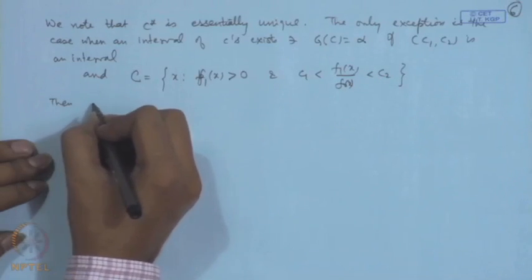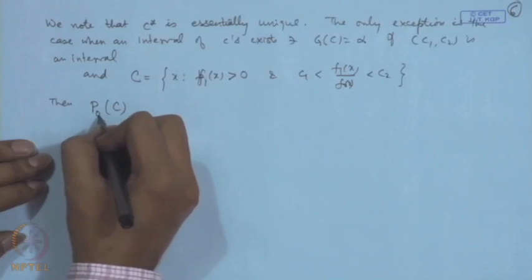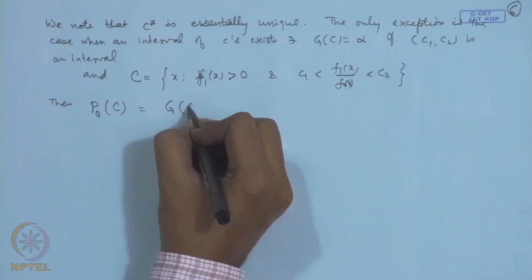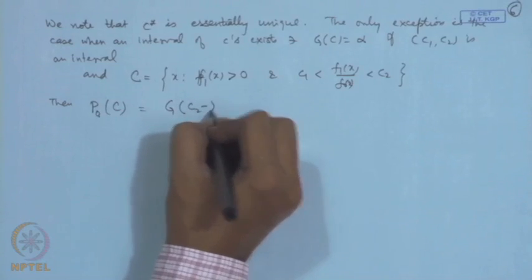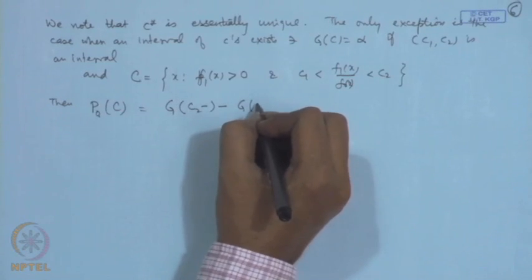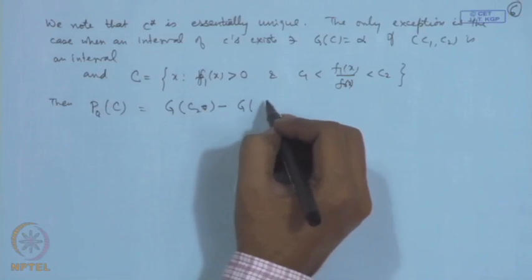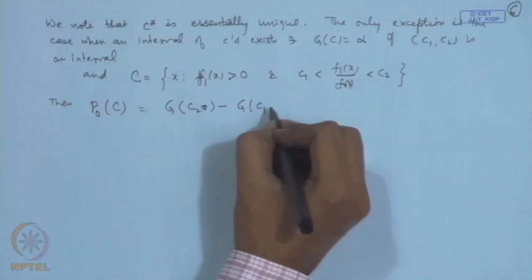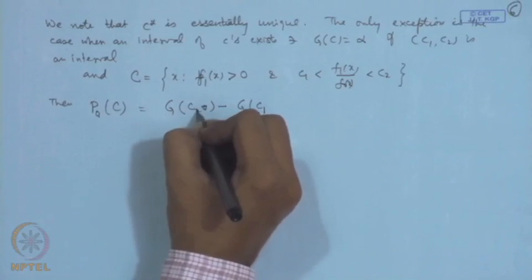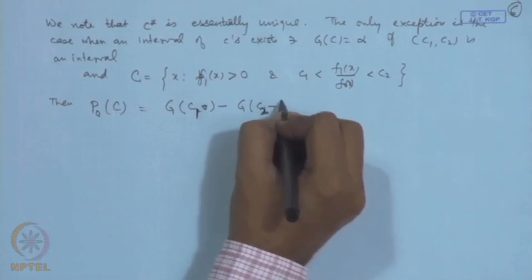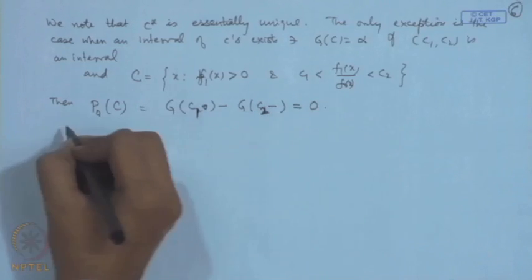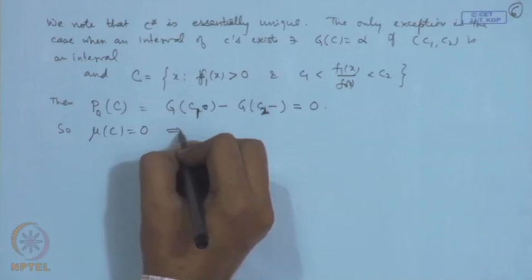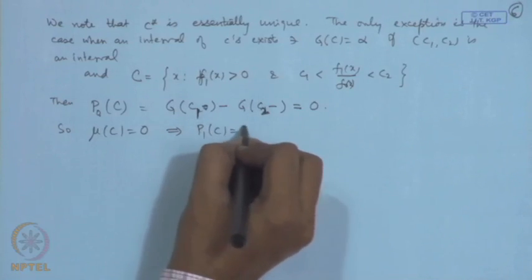Then if we consider the probability of the set C under null hypothesis, that is equal to G C 2 minus G C 1, sorry, this will be C 1, this will be C 2 minus, that is actually equal to 0. So, the measure of the set, this will be 0 and this will imply that P 1 C is also 0.